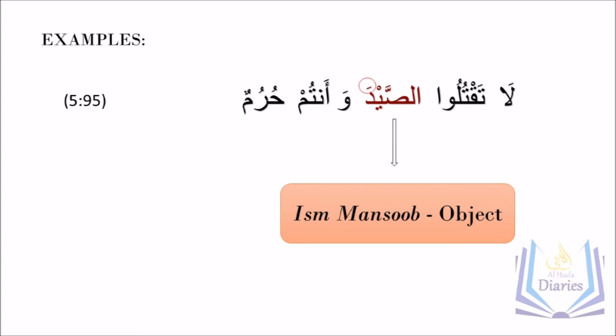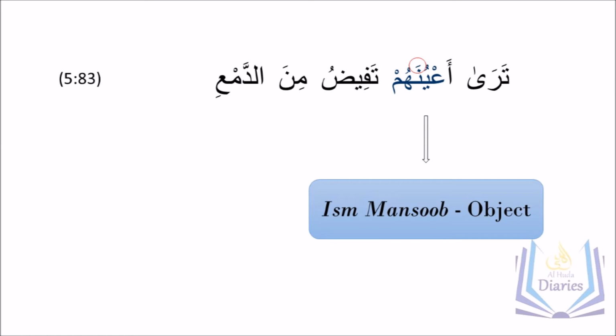Another example, la taqtulu as-sayda wa antum hurum. So as-sayd here is the Ism Mansoob, but it is not in the Maf'ool structure. It is Mansoob as indicated by the fatha. Tara a'yunahum tafidu min ad-dam. So a'yunahum, the fatha on the noon is an indication that it is Ism Mansoob.